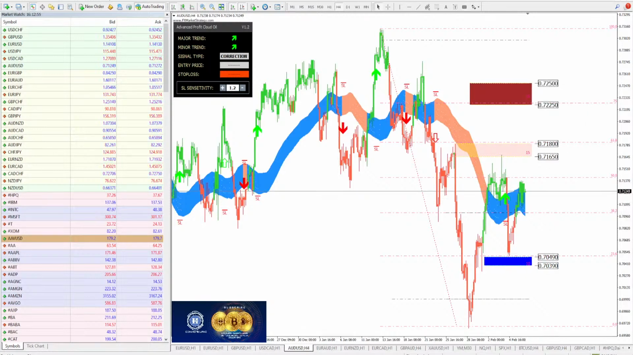So the target for this move from here is 71.80, then 72.50. From here, we're probably going to get a correction. Second way to look at this, to determine the target, is you get this level right here. You can get the Fib extension basically.